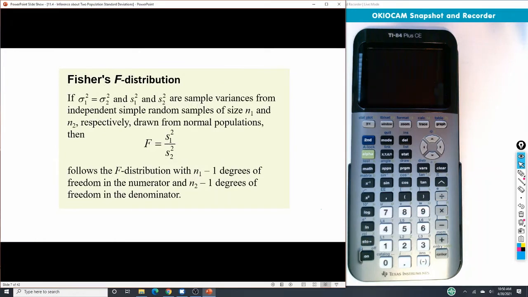All right. So to work this by hand, to find our F equals, we're going to be looking at the variance of 1 divided by the variance of 2. And so we can do that by hand. Now, again, a lot of this stuff we are going to do in the calculator, so it's not going to be that big of a deal when we're looking at those pieces.